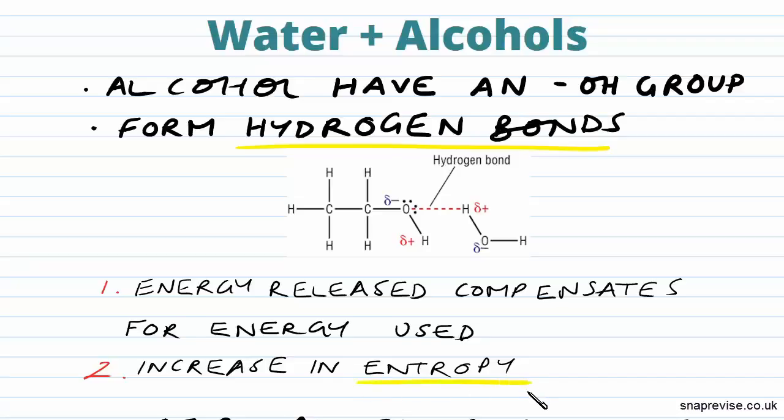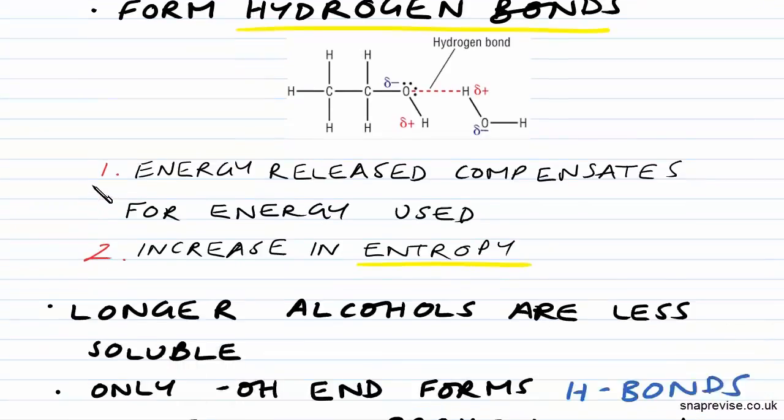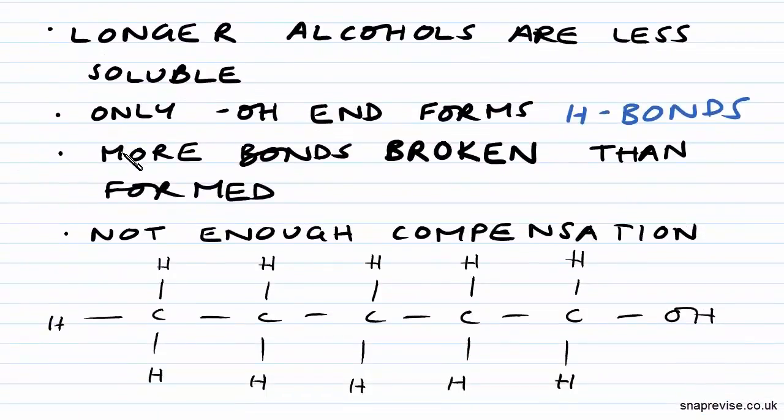So this is an energetically favourable reaction, but that's only true for short chain alcohols. For longer alcohols, they are less soluble in water, and that's because only the OH group on one end is able to form hydrogen bonds.